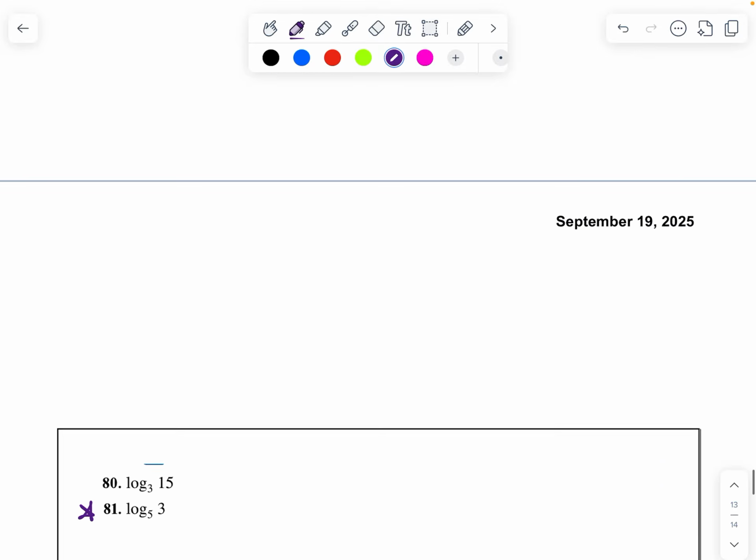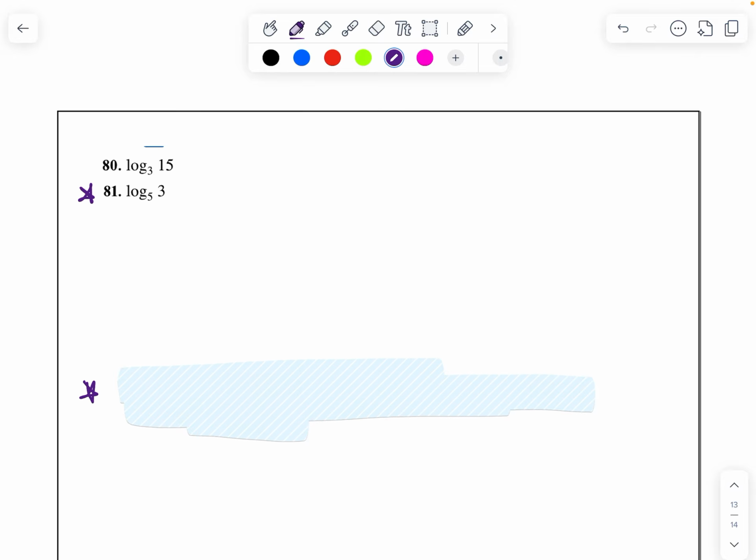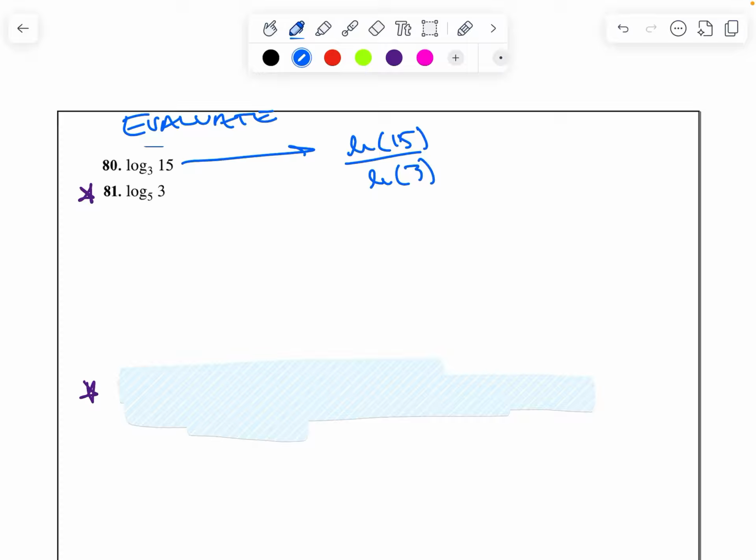All right, let's try a few more of these. Log base 3 of 15. If I wanted to figure that out in the calculator, I want to evaluate. I'm just going to use ln because it's easier to write. ln 15 over ln 3. The 3 is lower on the page. I'm not talking about value or how big it is. I'm talking about it is lower on my piece of paper. ln 15 over ln 3 gives me 2.46.